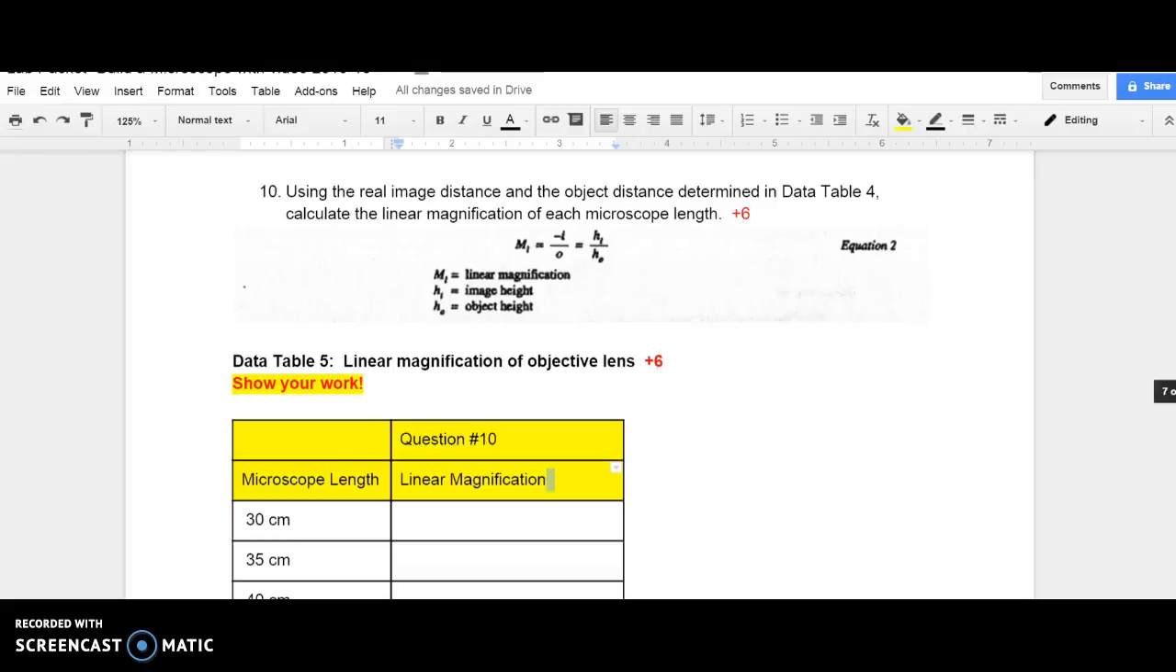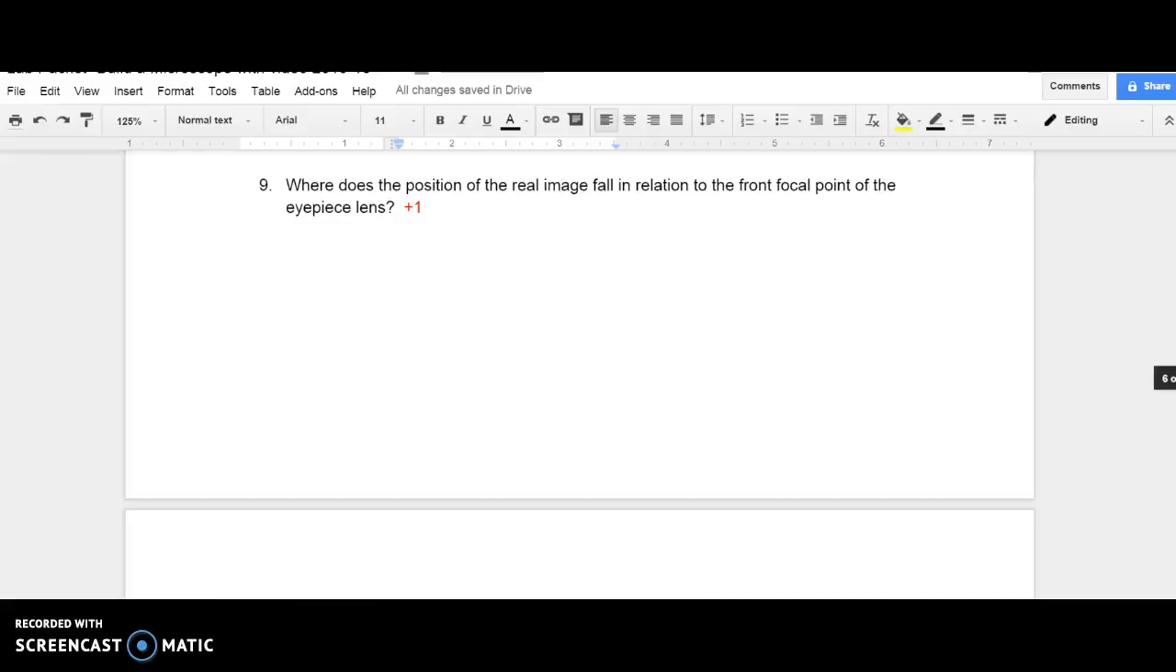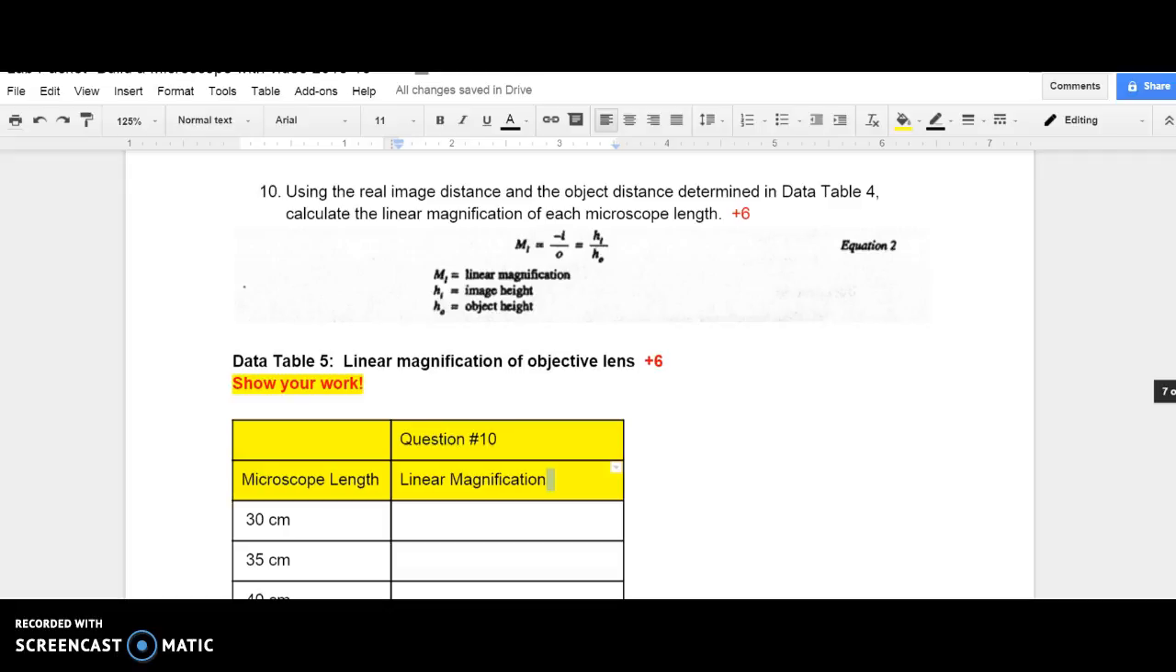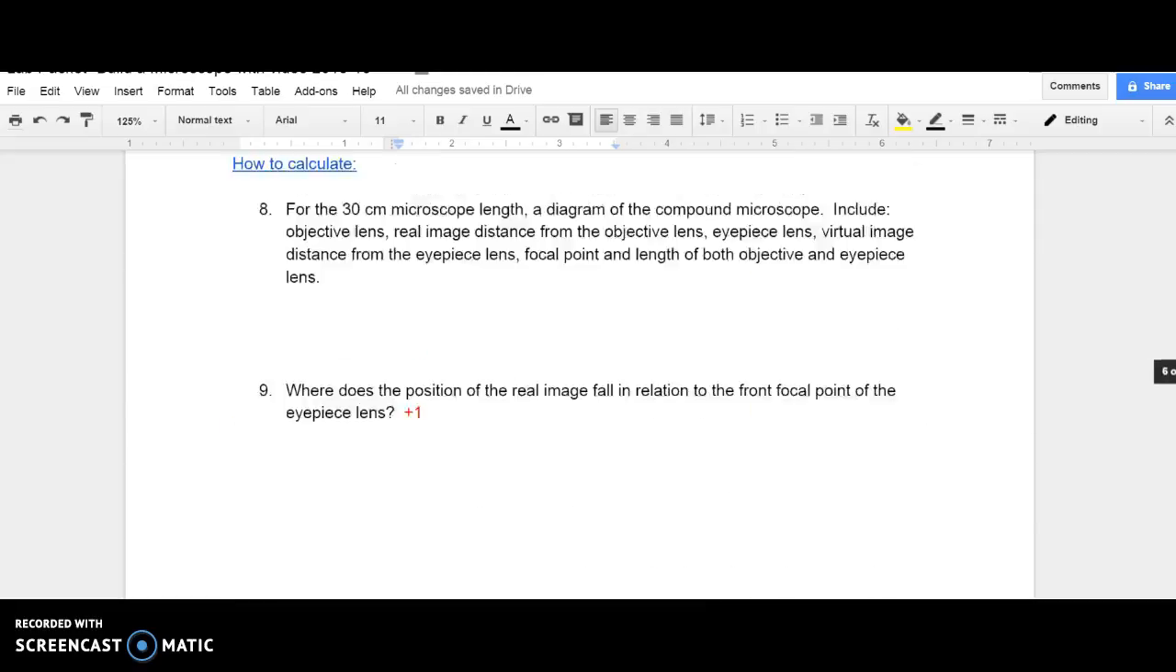Okay, continuing on with question number 10. It says using the real image distance and the object distance determined in data table 4, calculate the linear magnification of each microscope length. So that's pretty straightforward. Here is the equation, which would be right here. Okay. So we go up to data table 4.